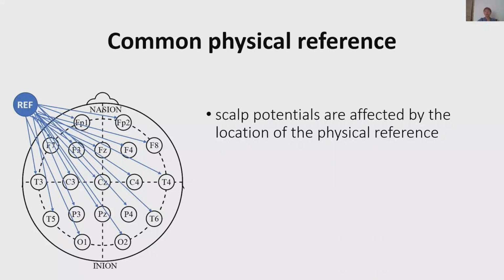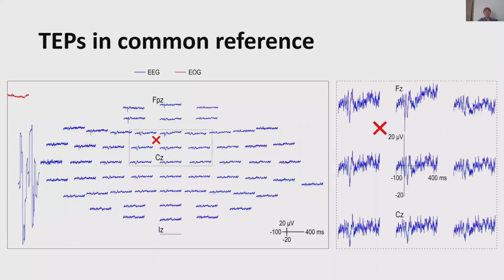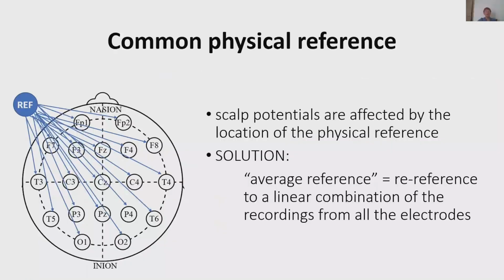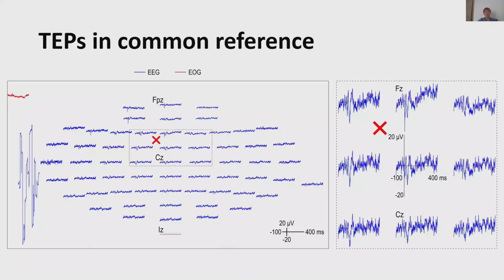TEPs are recorded as potential differences between each measuring channel and one common physical reference channel. Thus, their time course is somewhat correlated across channels. In order to be independent from the location of the physical reference, it is useful to apply average re-referencing, that is, to subtract from each channel a linear combination of all channels.